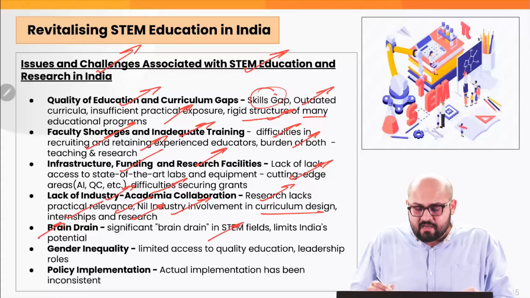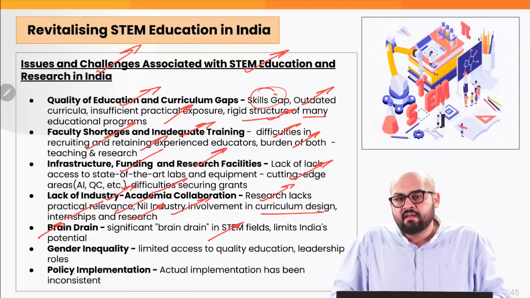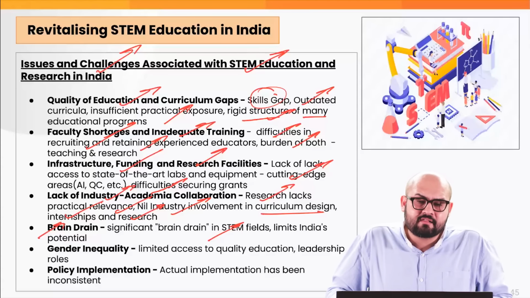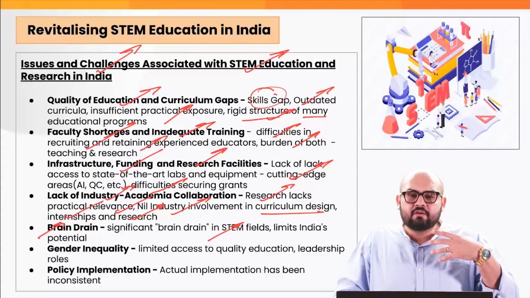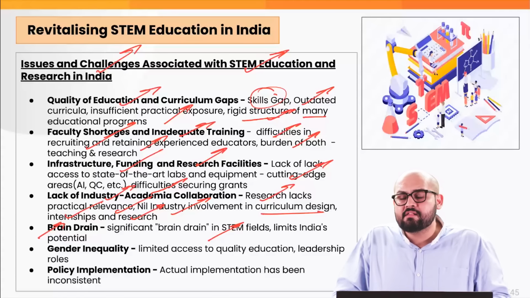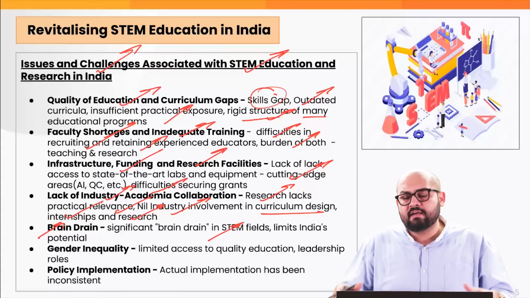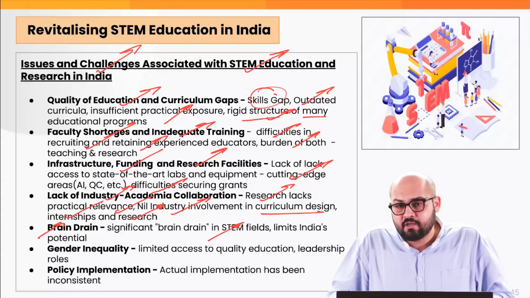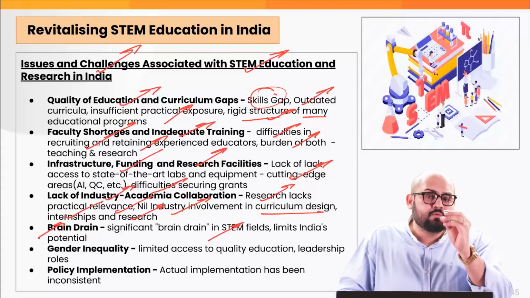So what we see is that India produces annually a lot of engineers and scientists. But because of the good earning potential and the good research facilities they have in other countries, they basically move to new areas. And that is what leads to the brain drain.